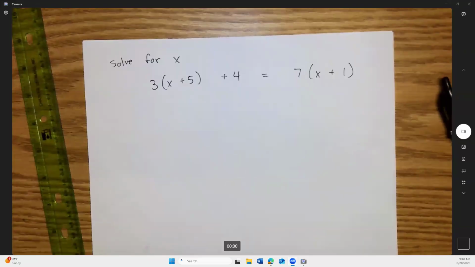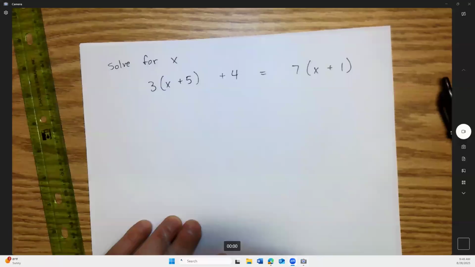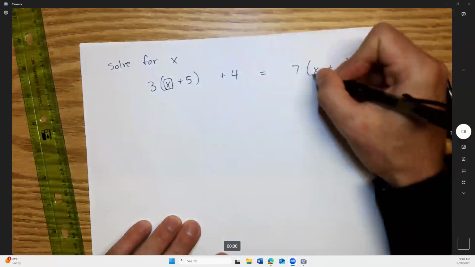All right, who knows the answer? What you got? X equals 3. Oh, yeah. All right, Catherine got it. X equals 3. So I'm solving for this x, which shows up in two places. It shows up here, it shows up here.